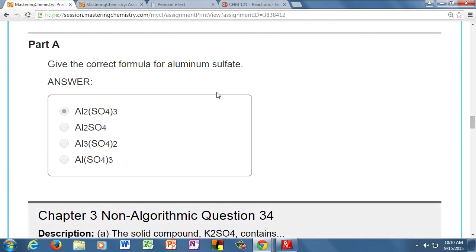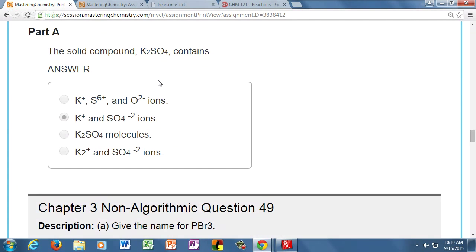Aluminum sulfate is Al2SO4. And then K2SO4, we have to decide, is that an ionic compound? What's going on here? It is ionic because it's got potassium metal with sulfate ions. So the solid compound, not in solution, contains potassium ions and sulfate ions. Right? It does not have individual molecules. It does not have K2SO4 molecules, because molecule is a word that we use for covalent compounds. Rather, it has those ions, K plus and SO4 2 minus.